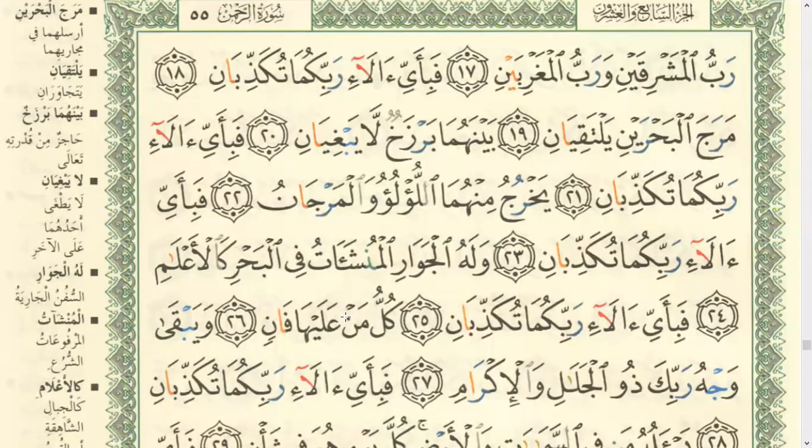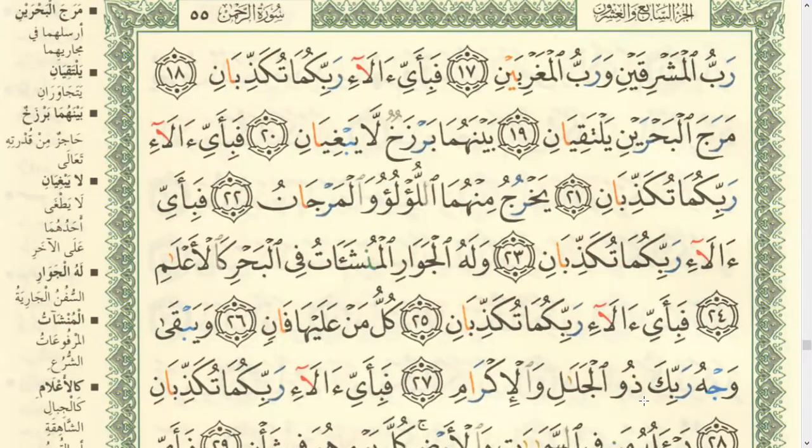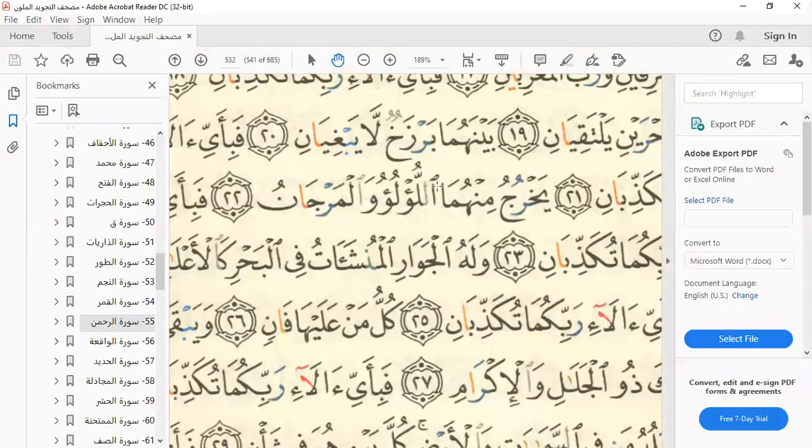It is not a pronoun here. It is part of the word wajh. Wajhu Rabbika, the face of your Lord. So, but will remain the face of your Lord, the possessor of majesty and honor. Dhu means having, possessing, owning. Possessing majesty and honor. So which blessing of your Lord will you both deny?